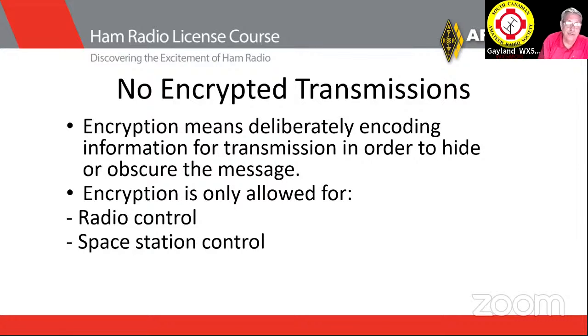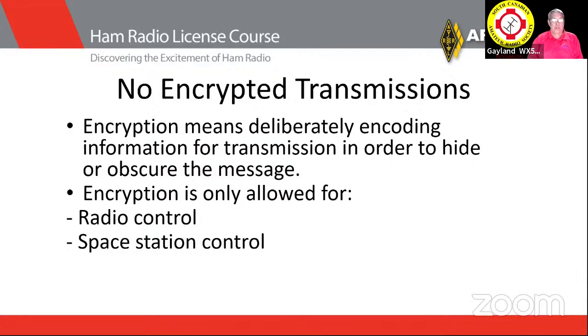Encryption means you're deliberately encoding the transmission somehow in order to hide or obscure the message. Can't do that, sorry. Back in the old days, we called that a scrambler. That was one way of doing it. You'd run your audio through some electronics and it would garble it up, and then you had to have the right decoder on the other end. Again, we do that in the public safety world, but you can't do it in the amateur radio world.